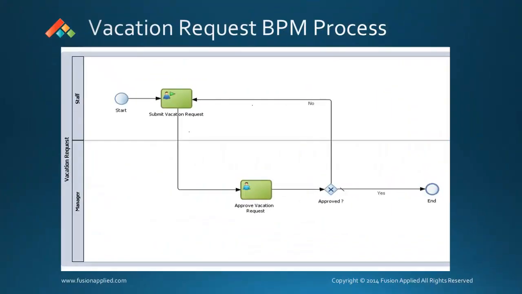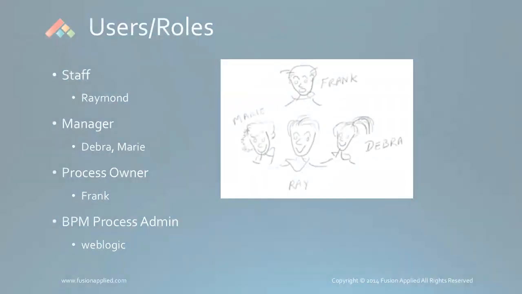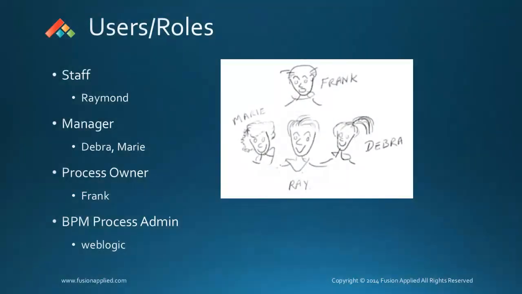We'll use a very simple BPM process to learn about reassignment. It's a vacation request approval process. I have two roles, staff and manager, and anybody in the staff role can submit a request, and then the request gets submitted to somebody in the manager role, and the manager can then approve it or reject it.